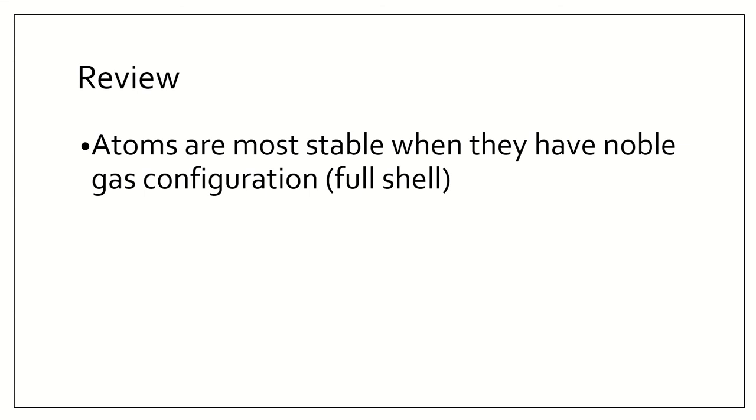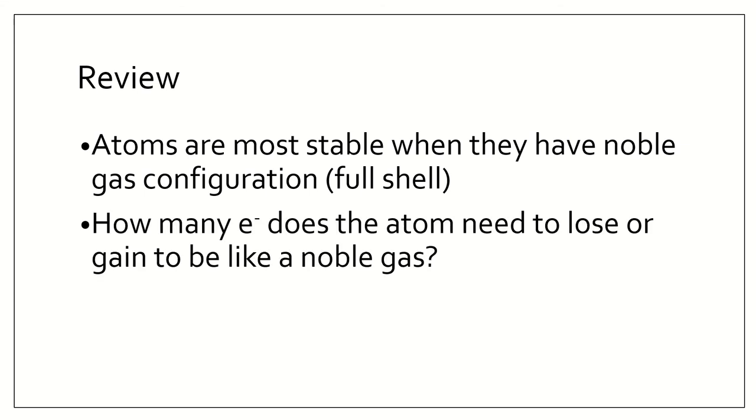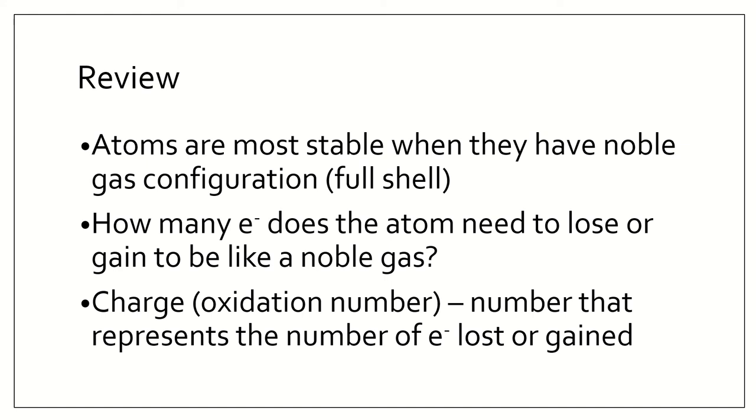So in review, atoms are most stable when they have noble gas configurations or a full shell. And how many electrons does the atom need to gain or lose to be like a noble gas? This is the question you want to ask yourself when you're trying to figure out how many electrons it's going to gain or lose. And then the charge, or the oxidation number, that's the number that represents the number of electrons lost or gained. So for example, Ca2+, this is considered the charge or the oxidation number.